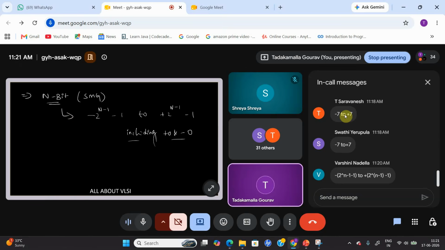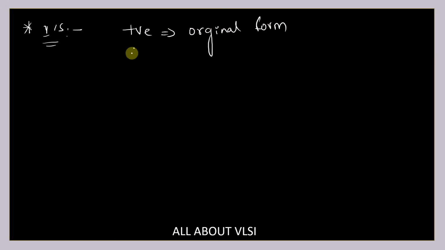Now, coming to the next format of representation, we have the 1's complement format. In the 1's complement format, positive numbers are represented in their original form and negative numbers are represented in their 1's complement form. Now, what do I mean by this?